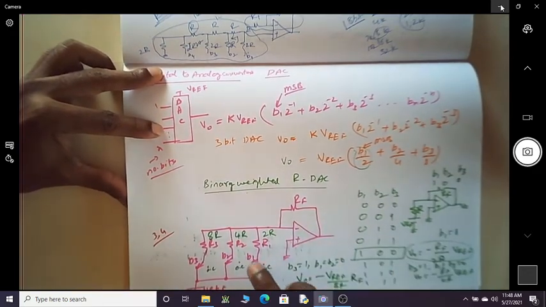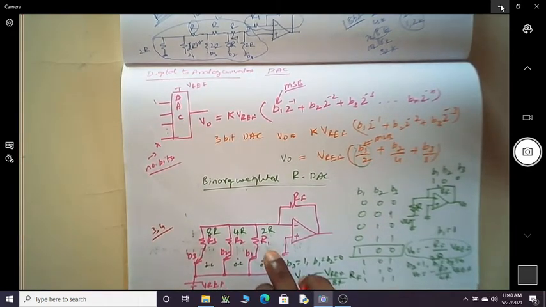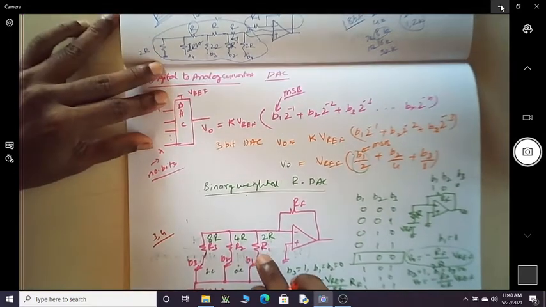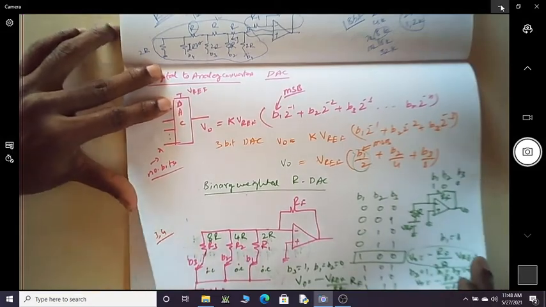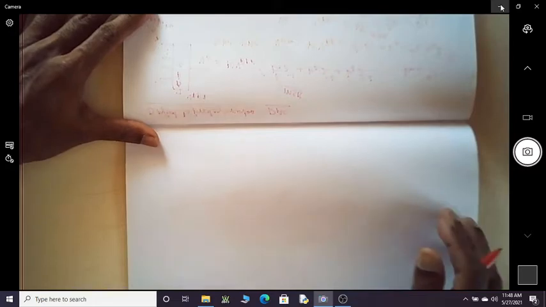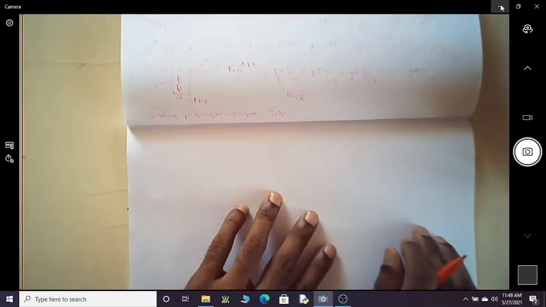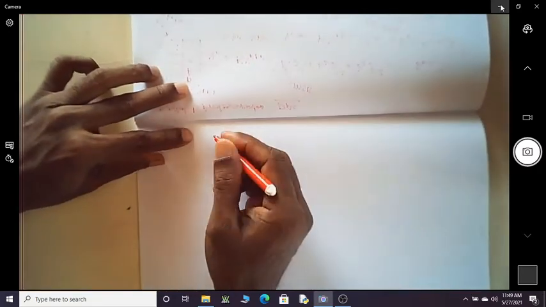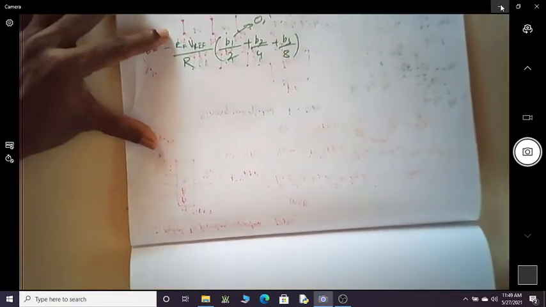And one more thing is that this is not practically used because realizing resistance on an IC is much more difficult compared to realizing a capacitor. So since realization of resistance is difficult, they don't go for such binary weighted R. The improvisation of this binary weighted R is binary weighted C. So let us see the circuit for that DAC circuit, which is binary weighted.